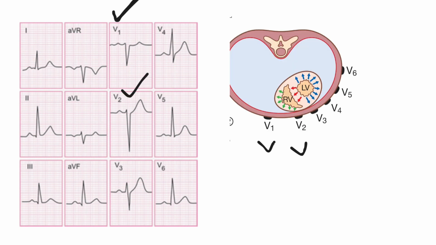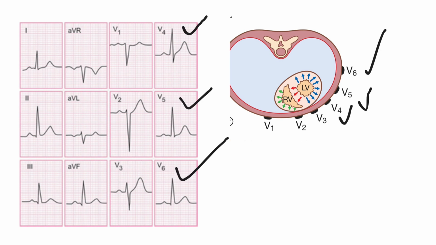Now we will see the chest leads. Here V1 and V2 are present opposite to the direction of current flow in the left ventricle, hence, they are negative. V3 is present just above the left ventricle and hence, it will be isoelectric, negative or positive. And lastly, leads V4, V5, and V6 are connected in the direction of current flow. Hence, they will always show a positive QRS complex.